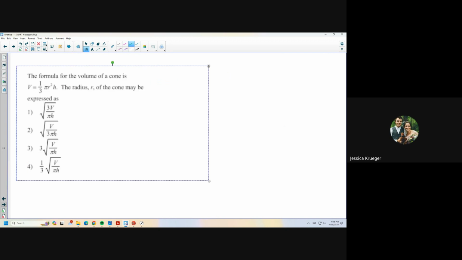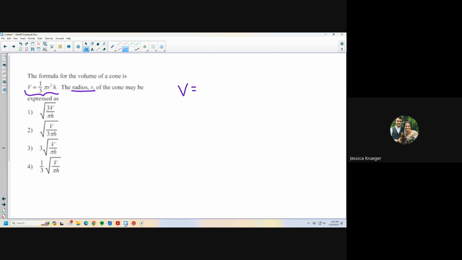Let's try one more example together, and then you will be off to practice some on your own. So if I look at this, the formula for volume of a cone is this guy right here. The radius R of the cone may be expressed as, so we're isolating R.